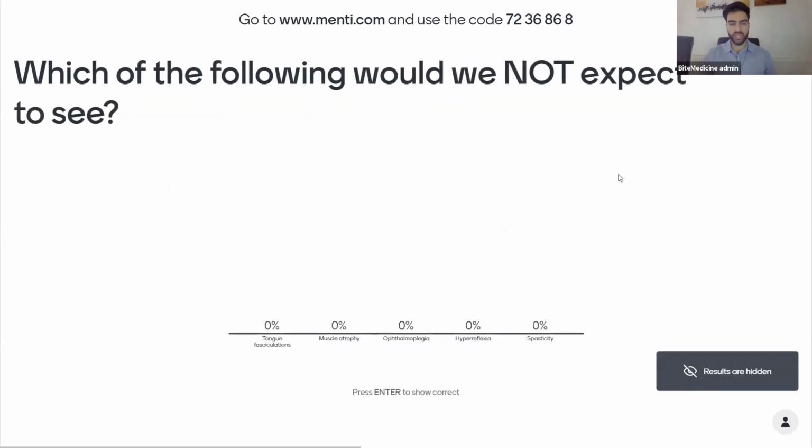Which of the following would we not expect to see in motor neuron disease? Tongue fasciculations, muscle atrophy, ophthalmoplegia, hyperreflexia, or spasticity? So think about what we discussed, and hopefully you should be able to answer this question.